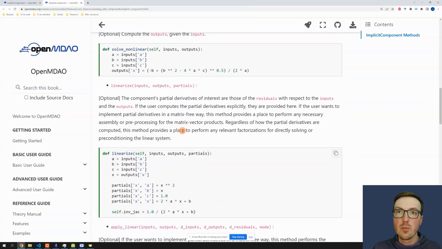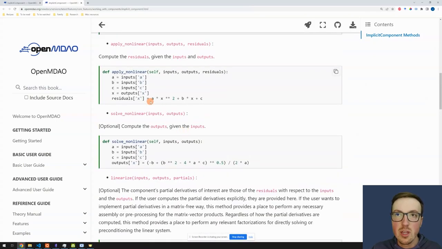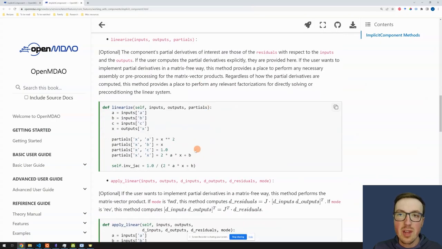So again, let me scroll up here. I'm going to show you this residual equation again, ax squared plus bx plus c. If we were to differentiate this expression for x, we would see, okay, drop the 2 down, it becomes 2ax plus b, and then nothing. I scroll down here, and we see 2ax plus b. Awesome. So partials of x with respect to x for an implicit component is just the residual equation partials with respect to the state variables.